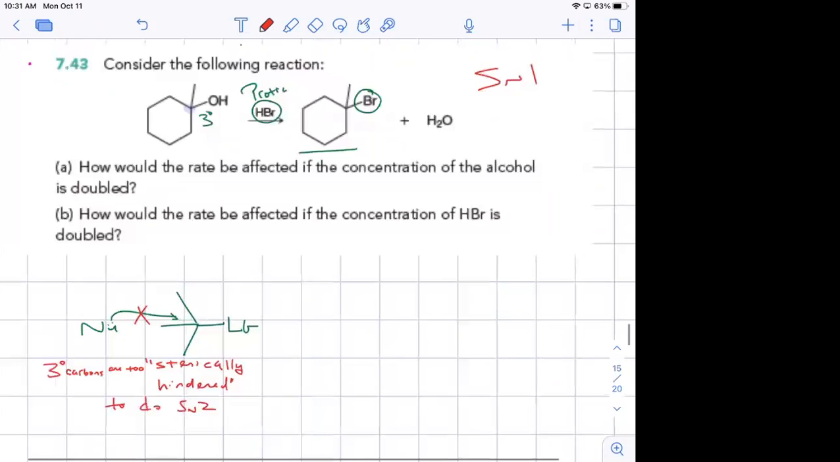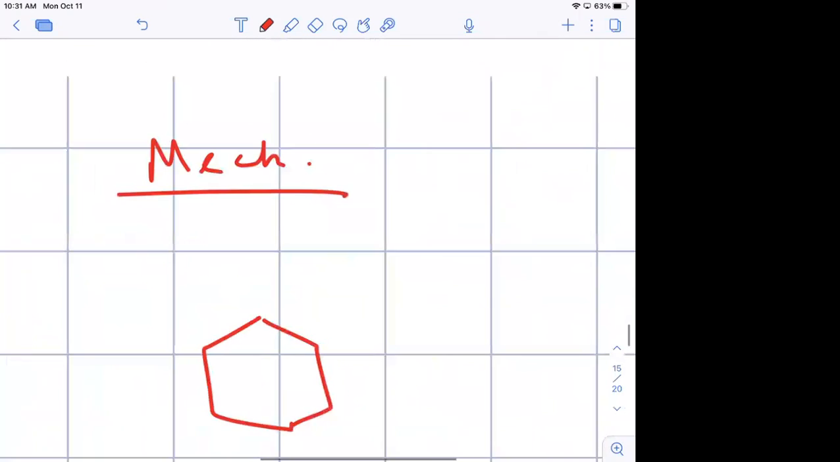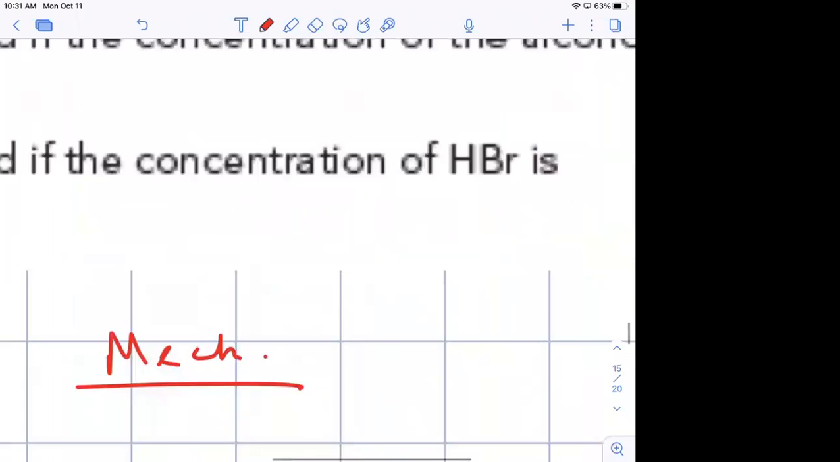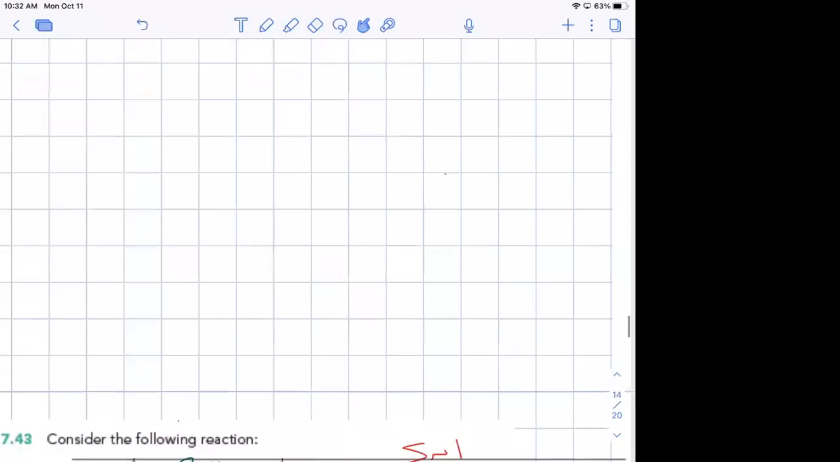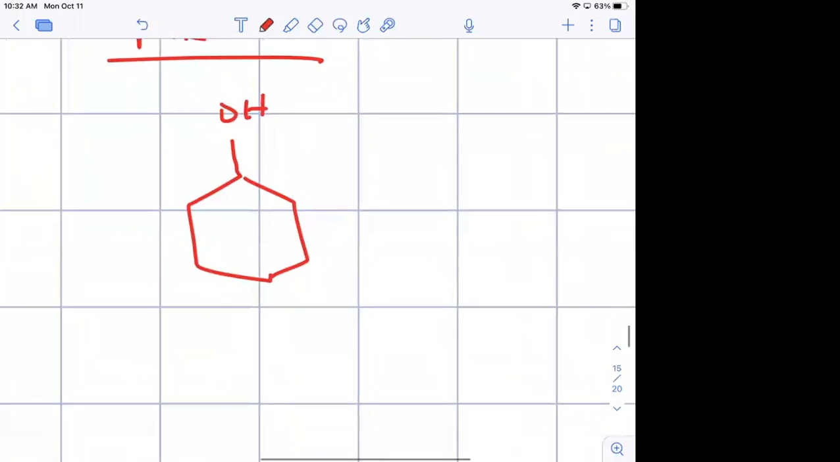I'm just gonna write over here. This is my alcohol. Sorry about that, I think I got some water on the screen. All right, so this is my alcohol. And this is HBr.